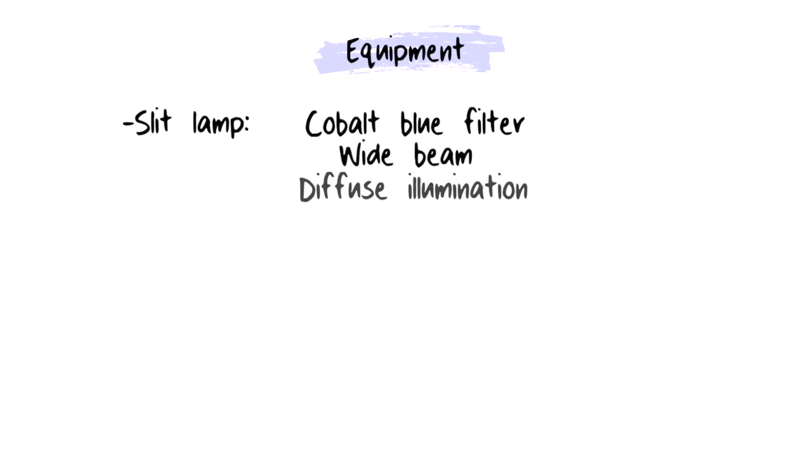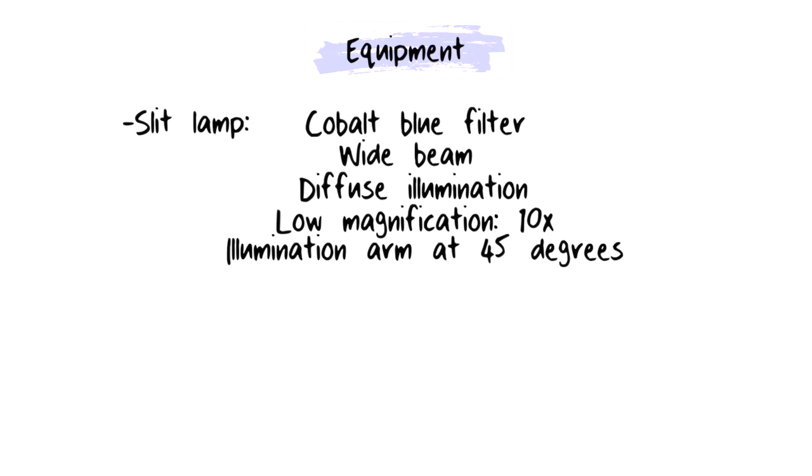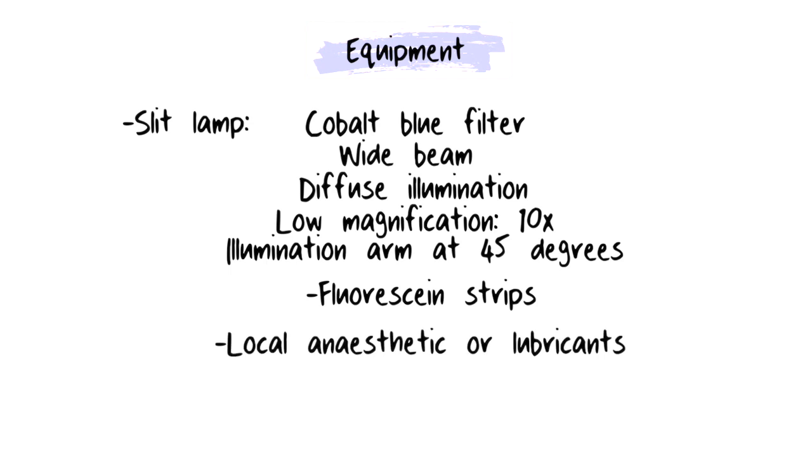Equipment for a tear breakup time. You will need a slit lamp set on the cobalt blue filter with wide beam and diffused illumination with a 10 times magnification. The illumination arm at 45 degrees. You will also need a fluorescein strip and local anesthetics or lubricants.